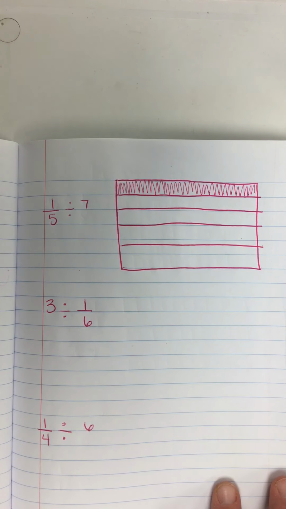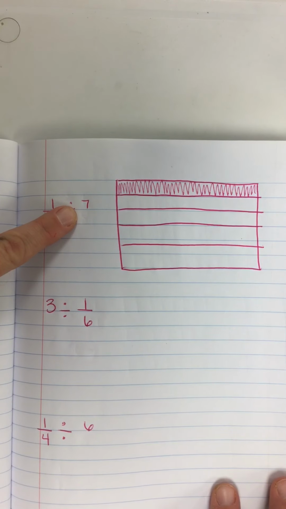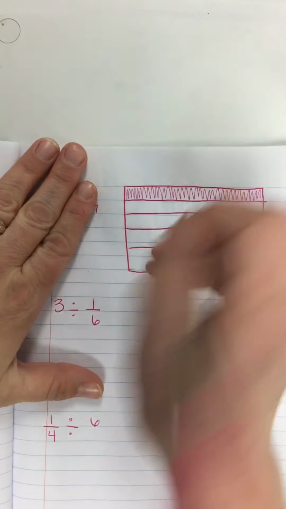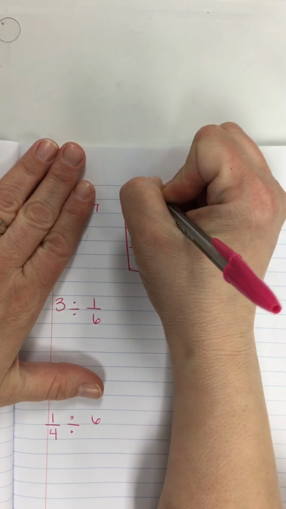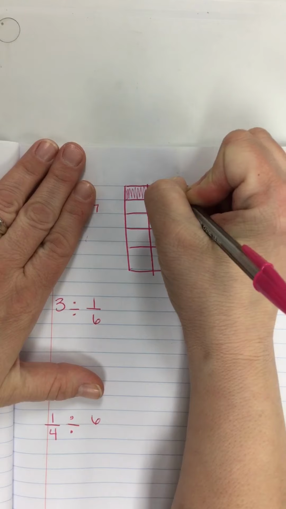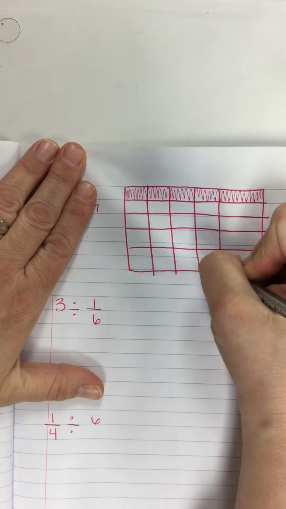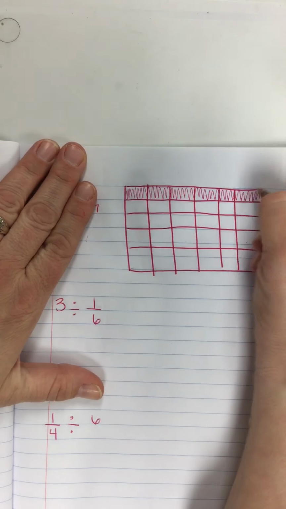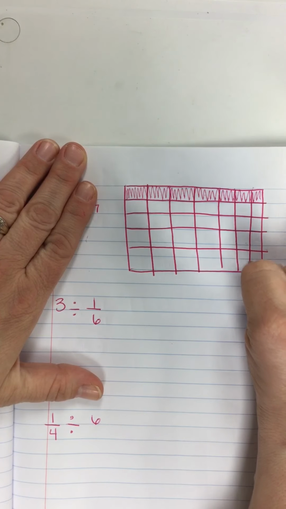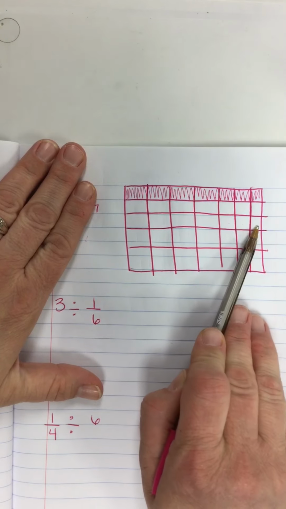in 4th grade, 3rd grade, and even here in 5th grade. This is 1/5. Now we're going to take this 1/5 and we're going to break it into 7 more pieces. So now, since these are going horizontally, I'm going to go vertically. So 1, 2, 3, 4, 5, 6, 7.